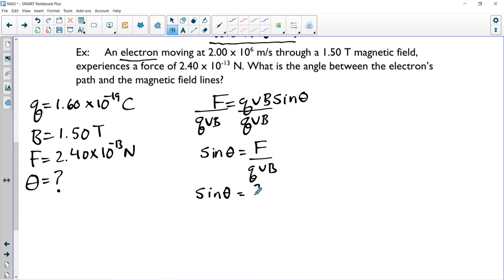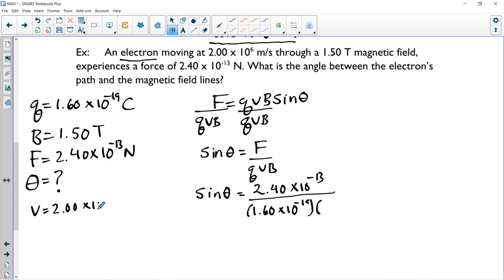So we go 2.40 times 10 to the negative 13, all divided by, then we do our charge, which is 1.60 times 10 to the negative 19. We get our velocity, which is, let's see, velocity, did I write it down? No, I did not write it down, so it's 2.0 times 10 to the 6.